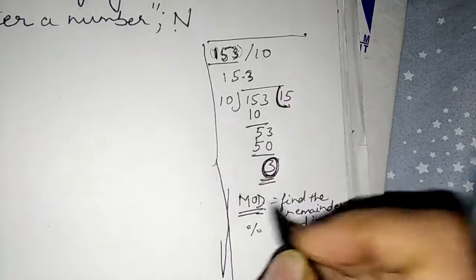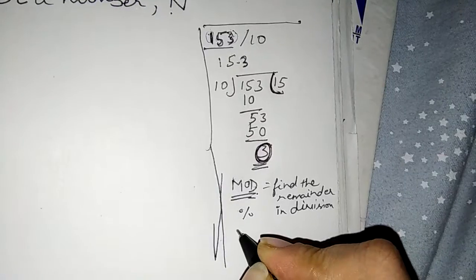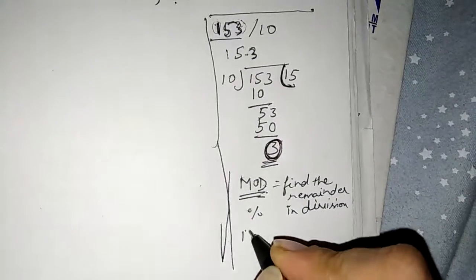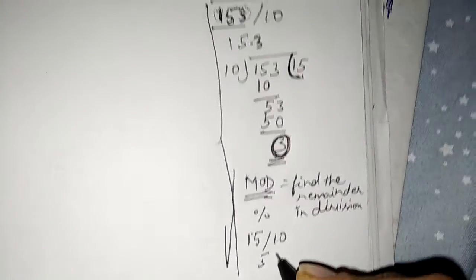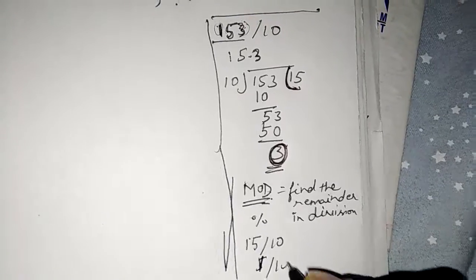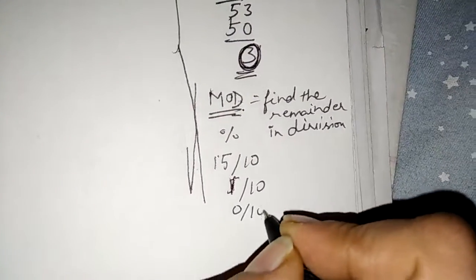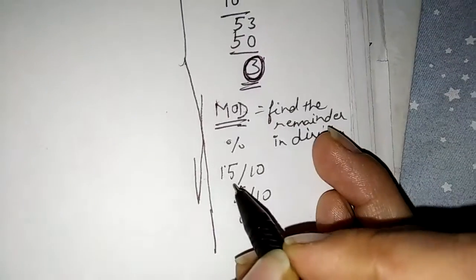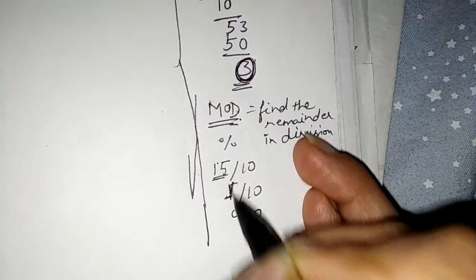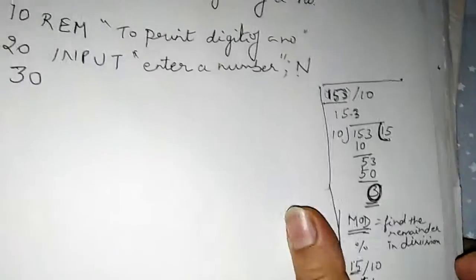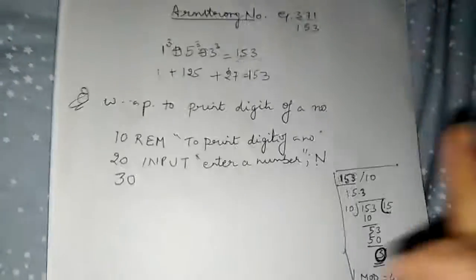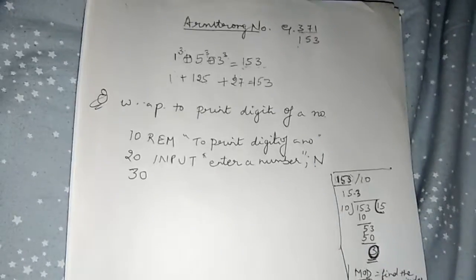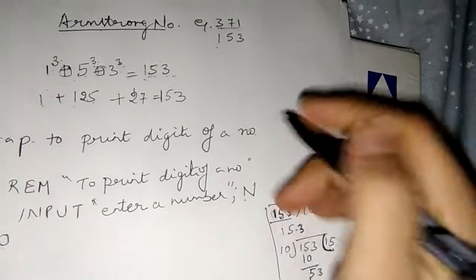The other thing I have to use is I have to reduce the number slowly, because first I have to divide 153 by 10, then I have to divide 15 by 10, then I have to divide 1 by 10, and then 0 by 10. The number I have to divide will keep on changing until it becomes 0, because we cannot divide 0 by 10. We have to repeat these steps.